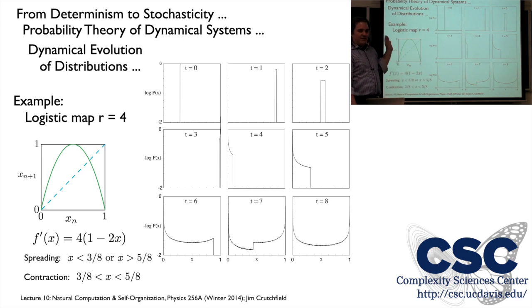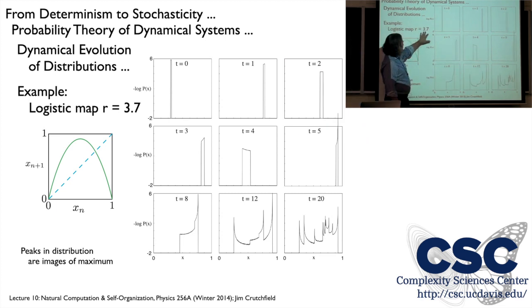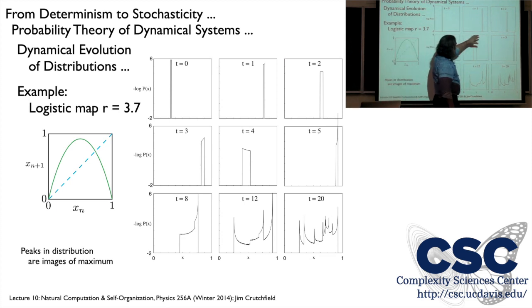Well, these are the easy cases. There are also some fun cases. So just pick r equal 3.7, just a little bit below, so the map doesn't go all the way to the top. And here's what happens. So same thing we've already identified before. Support moves around.